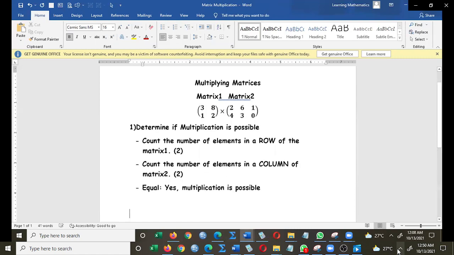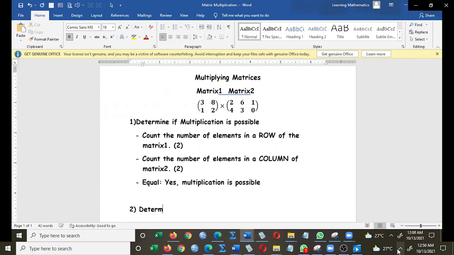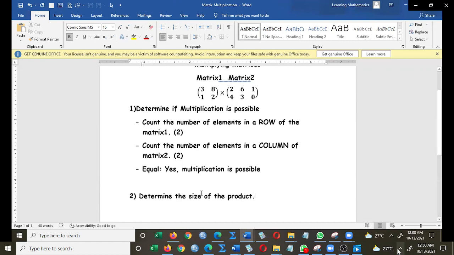Right. The next step now is to determine the size of the product. Determine the size of the product. And how to do that? First, count the rows of matrix 1. How many rows are there in matrix 1? There are 2 rows in matrix 1.